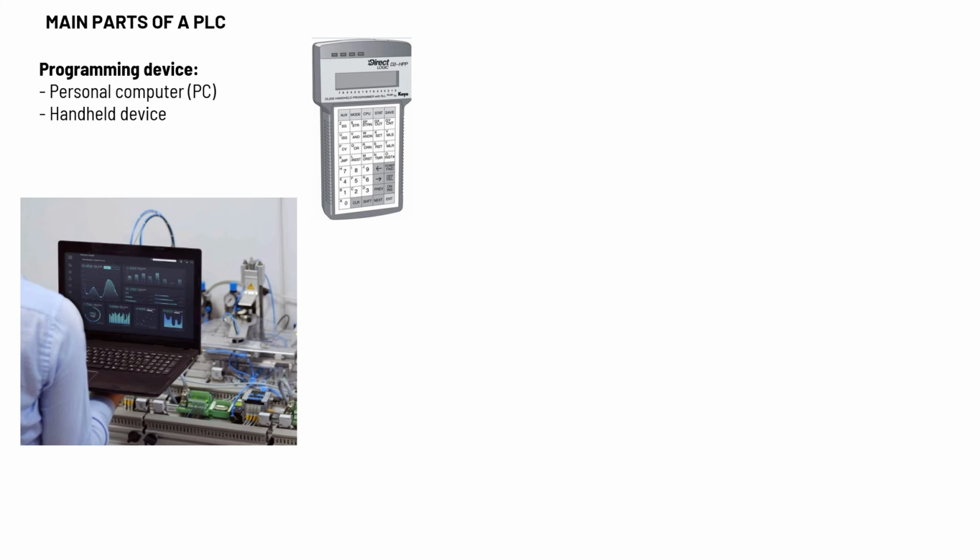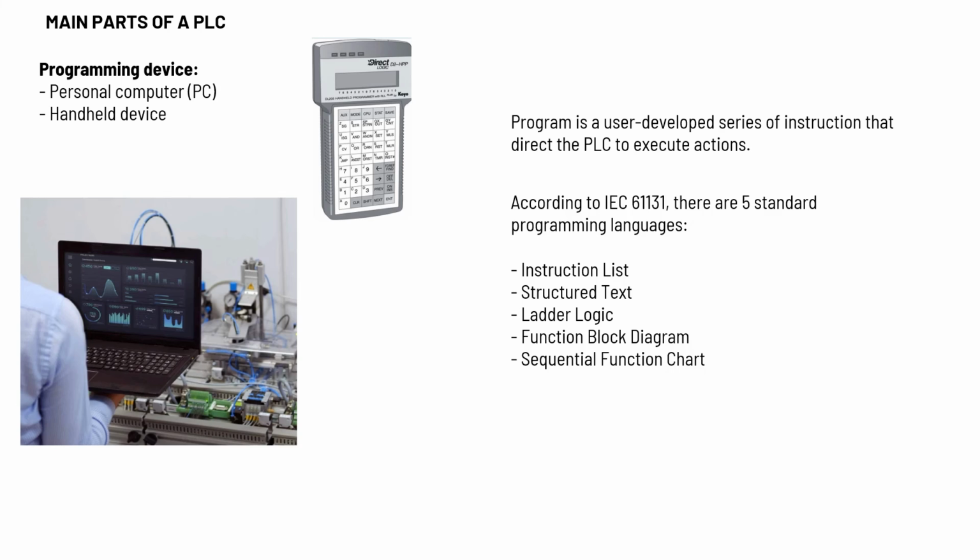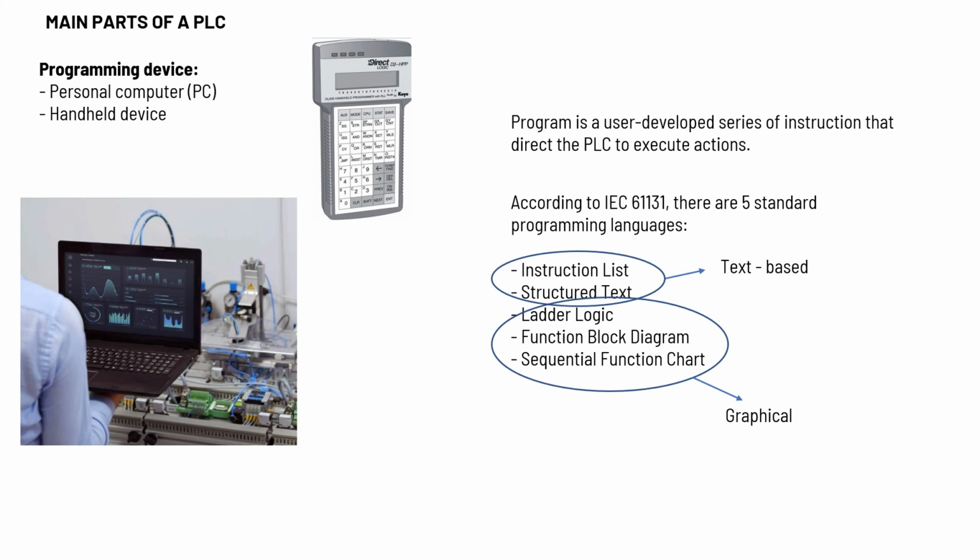Personal computer or laptop is the most commonly used programming device, but handheld units are also used on factory floor as troubleshooting equipment. Program is a user-developed series of instructions that direct the PLC to execute actions. According to IEC 61131, there are 5 standard programming languages. 2 of them are text-based, instruction list and structured text, and 3 of them are graphical: ladder logic, function block diagram, and sequential function chart.